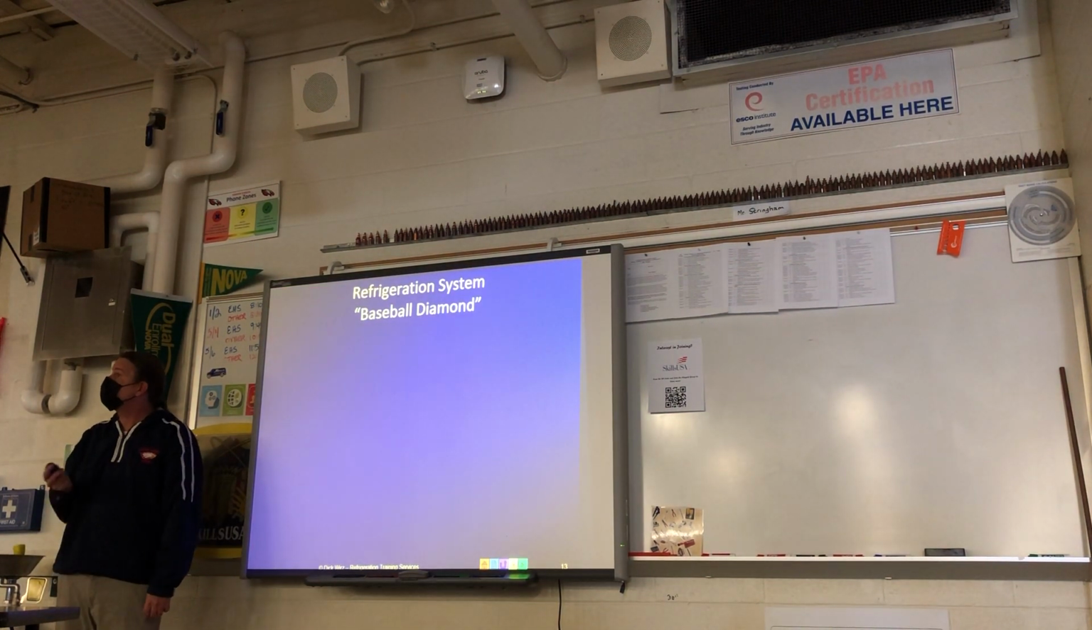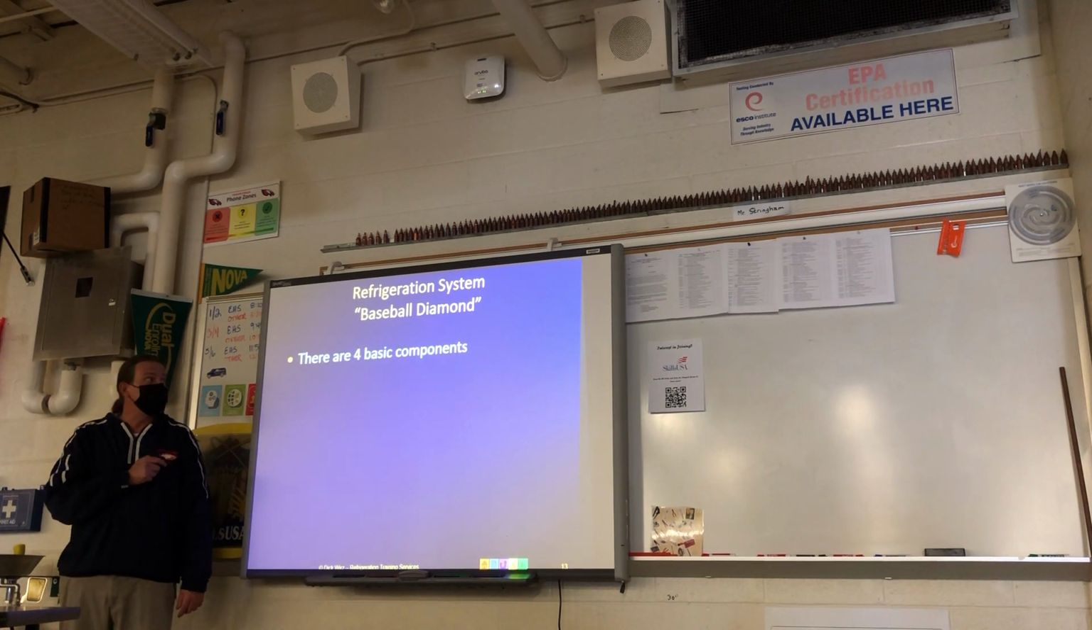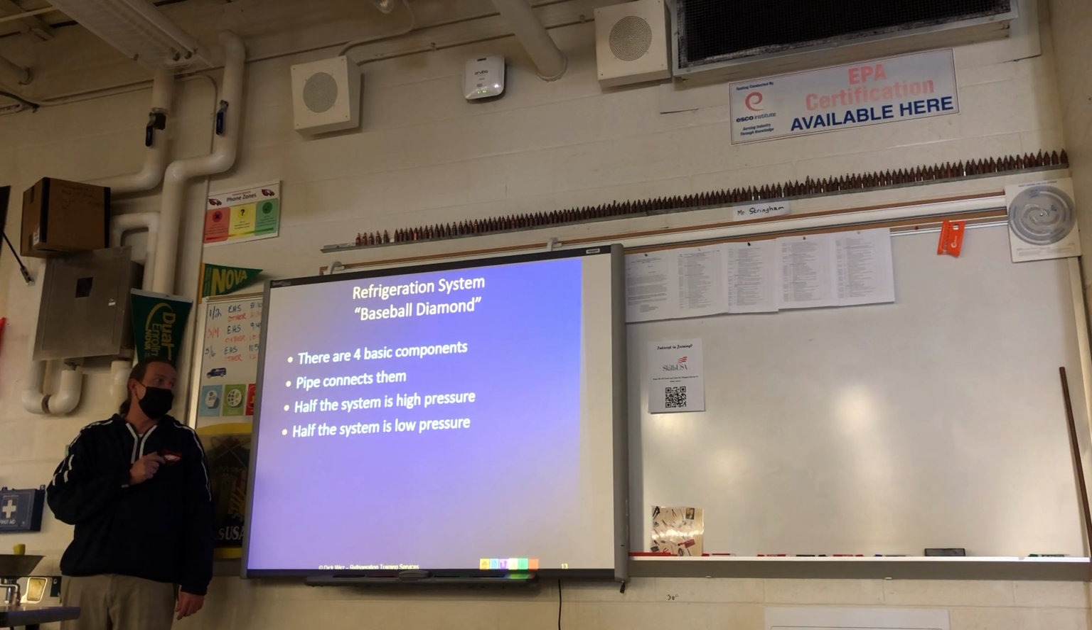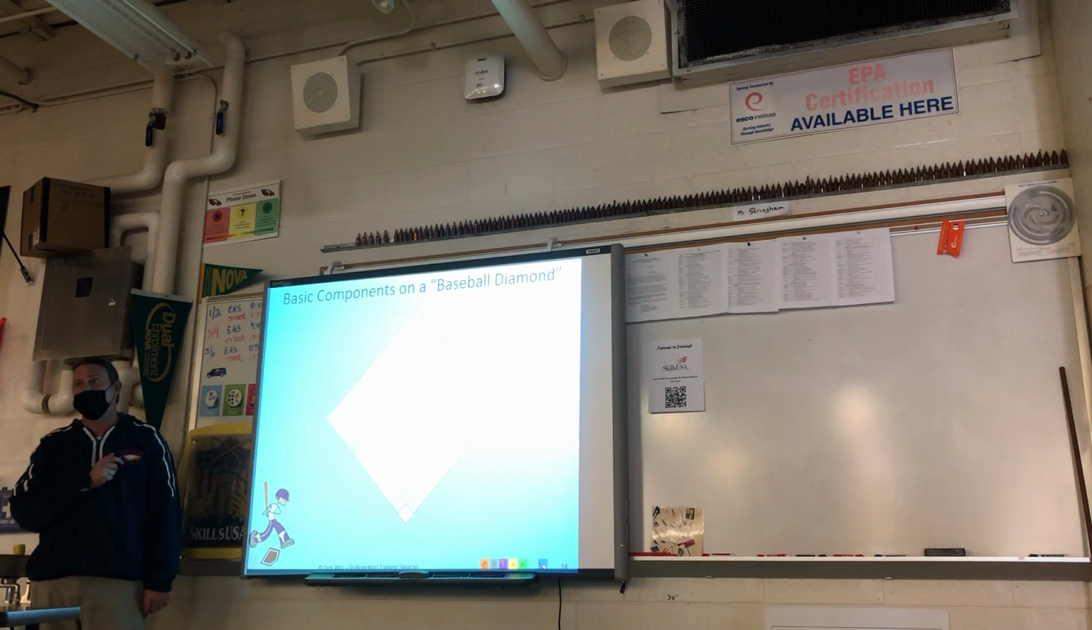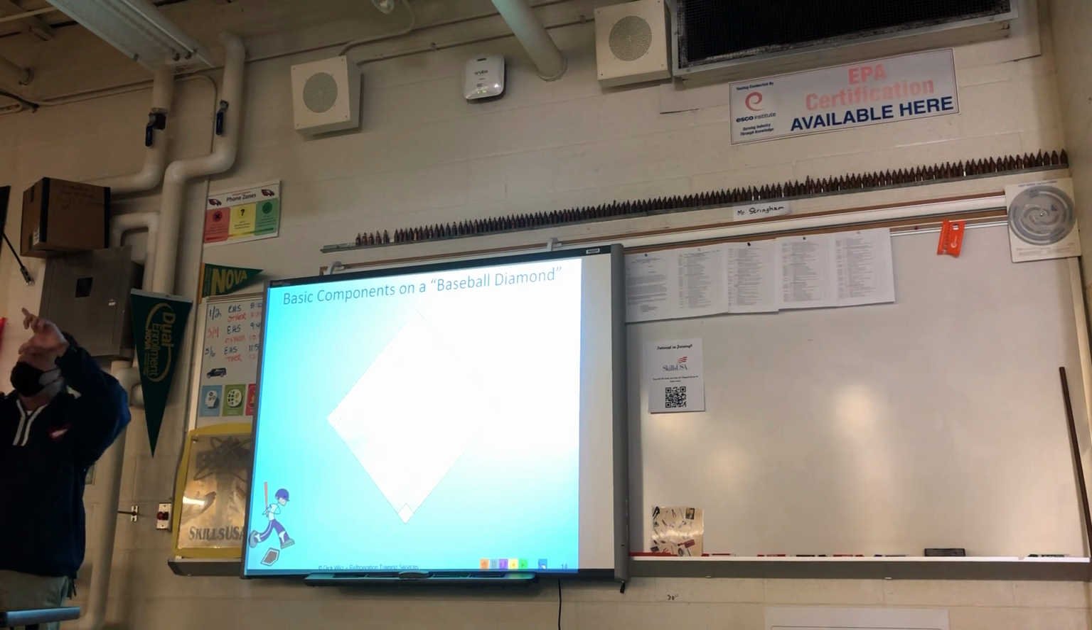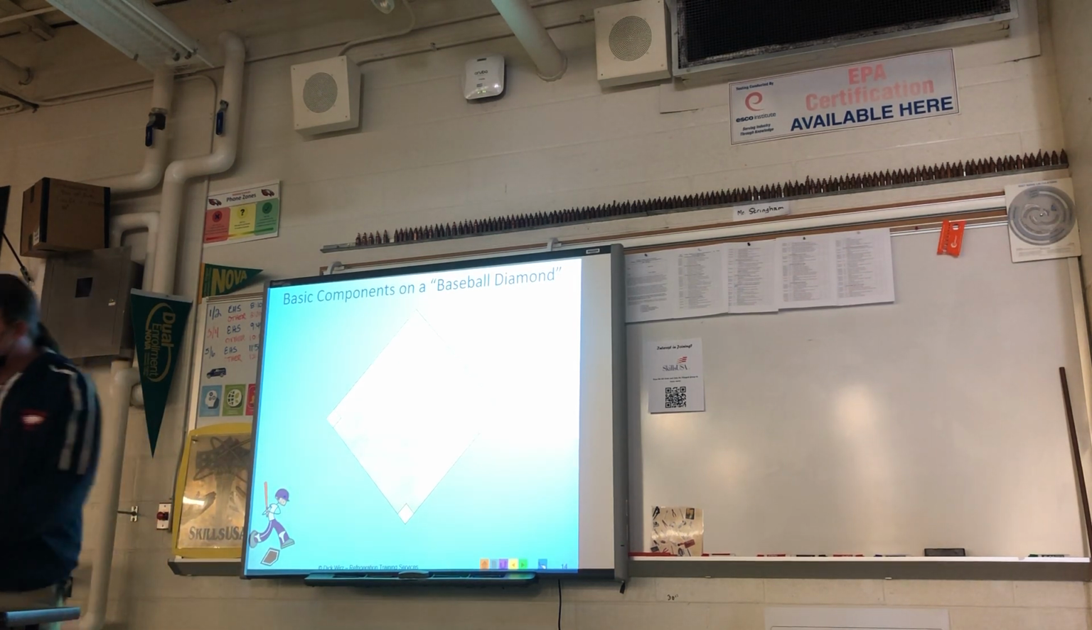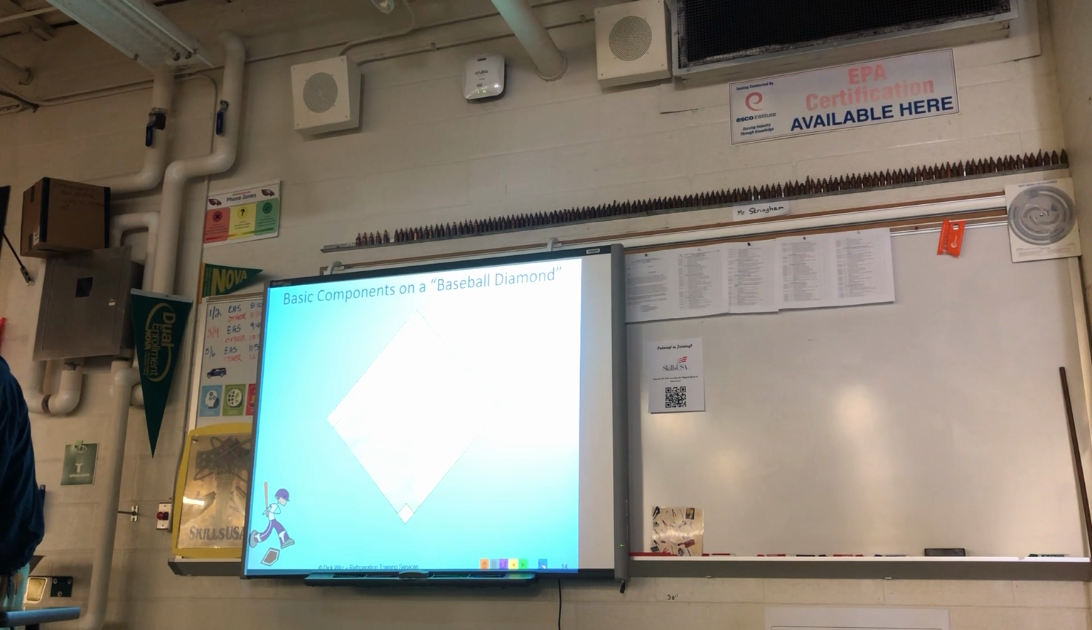Now, this is how I want you to draw it though. You're going to draw a baseball diamond with the 4 basic components, and the pipes that connect them will be the baselines, and we're going to show half the system under high pressure and half the system under low pressure. So go ahead and draw a diamond on your paper, and I'm going to hand out some pencils to you. You get a red and a blue, red and a blue, red and a blue. Nice. You can do it on the back. You take up half the paper. Nice, nice diamond.